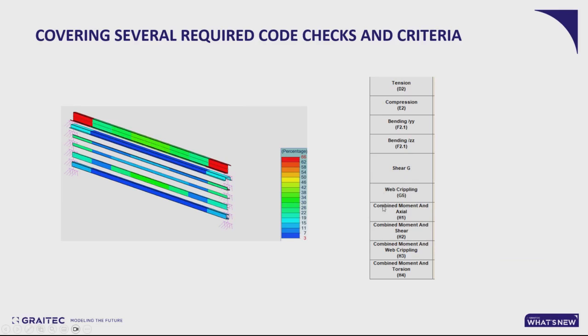And for combined checks, as you see here, we have 4 of them that Advanced Design can check for you. So combined moment and axial force, moment and shear, moment and web crippling, as well moment and torsional checks can be performed in Advanced Design for these cold form projects.